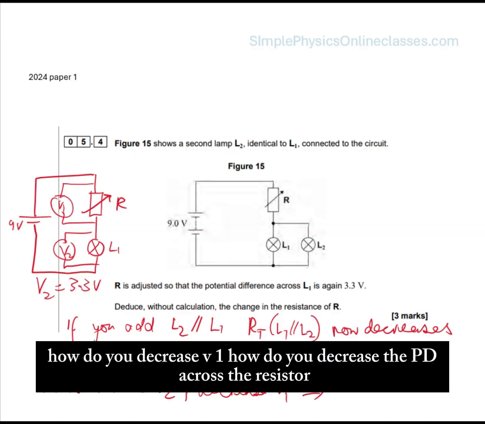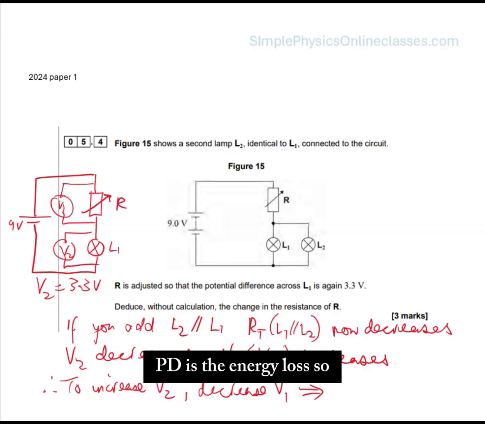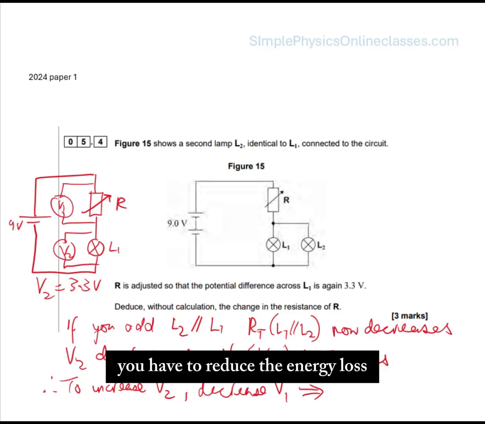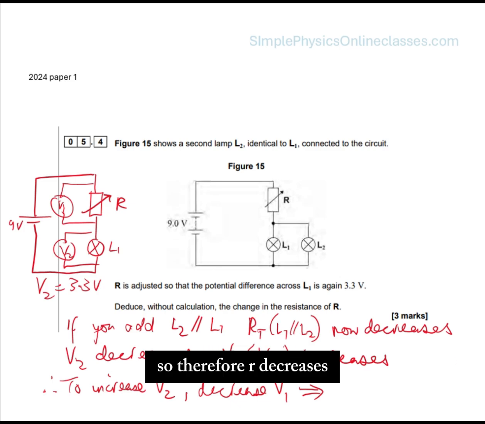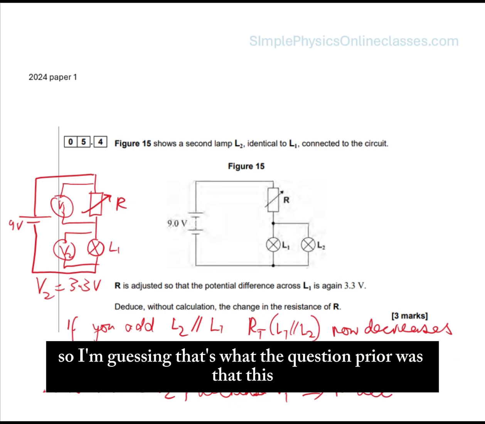How do you decrease the PD across the resistor? PD is the energy loss, so you have to reduce the energy loss when it's going through the resistor. So what you have to do is decrease the resistance. So therefore, R decreases. So I'm guessing that's what the question prior was.